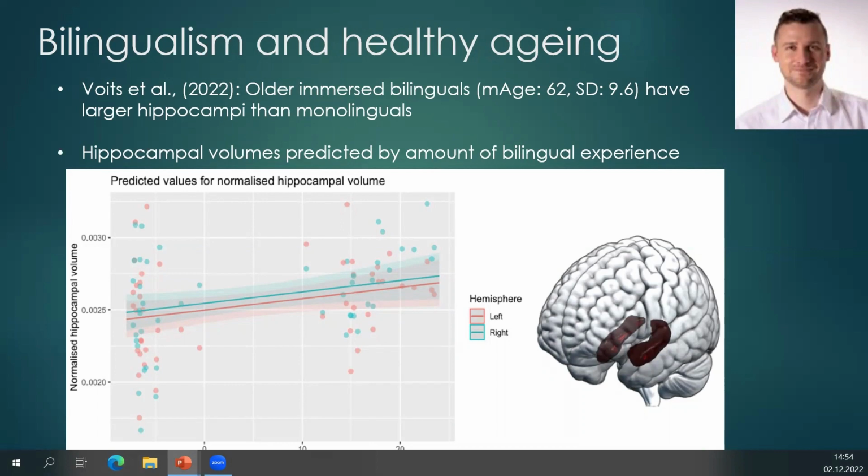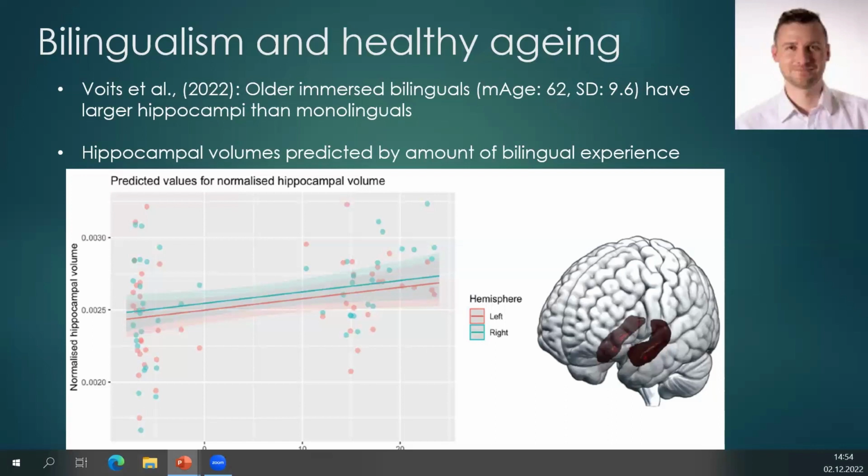So in 2022, we compared older bilinguals to monolinguals, and we found that they had a larger hippocampus. The hippocampus is the part of the brain that's important for vocabulary acquisition or encoding of memories in general, but it's also the first one to be targeted by Alzheimer's disease. So we found that bilinguals, on this side of the graph, had overall bigger volumes than monolinguals, on this side of the graph.